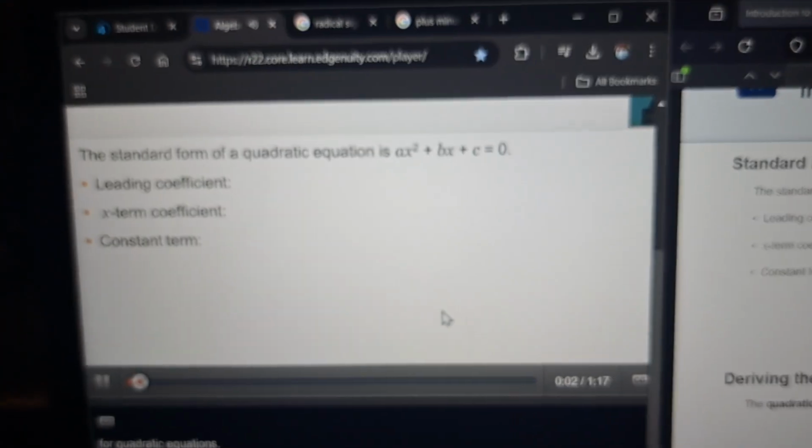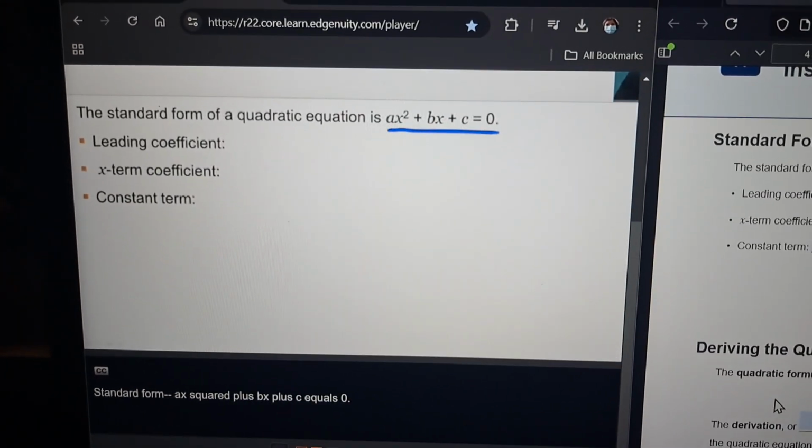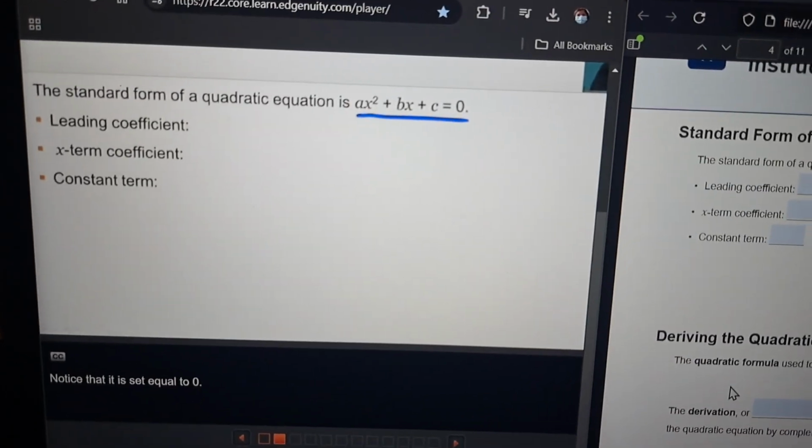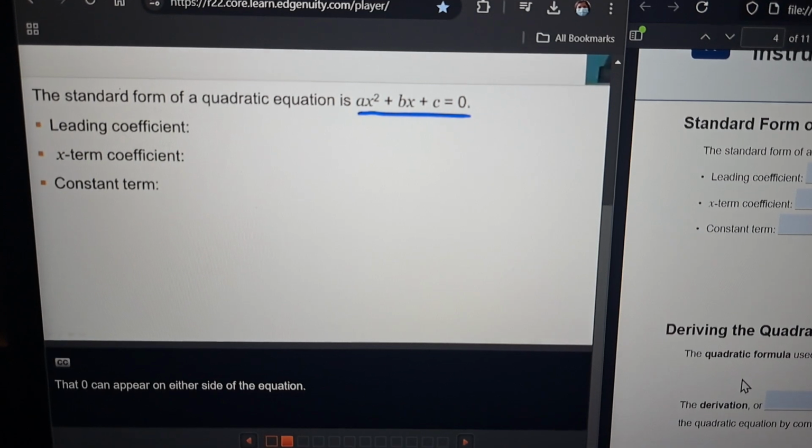Let's look at the standard form for quadratic equations. Standard form is ax squared plus bx plus c equals 0. Notice that it's set equal to 0. That 0 can appear on either side of the equation.